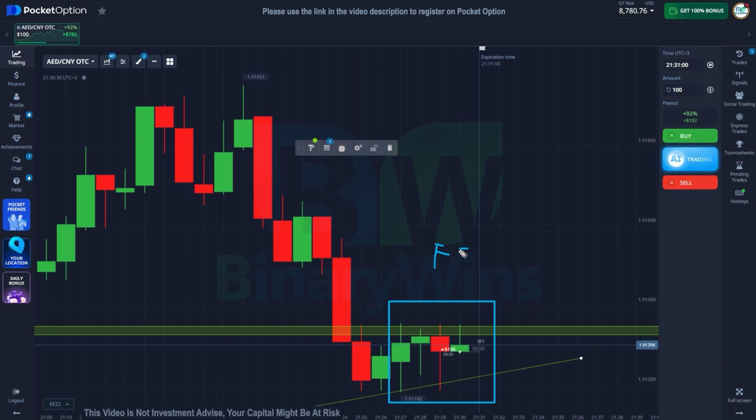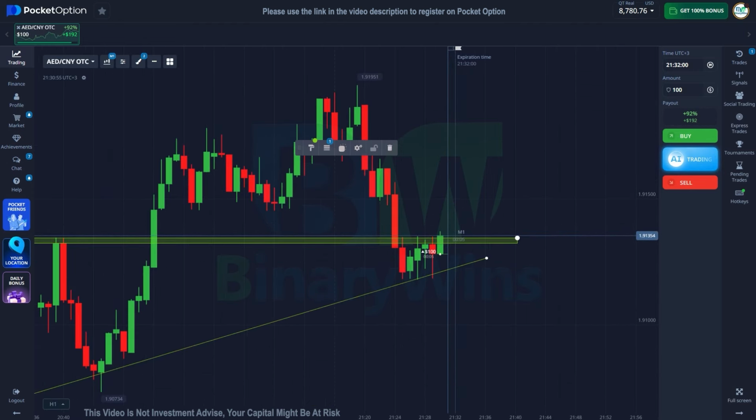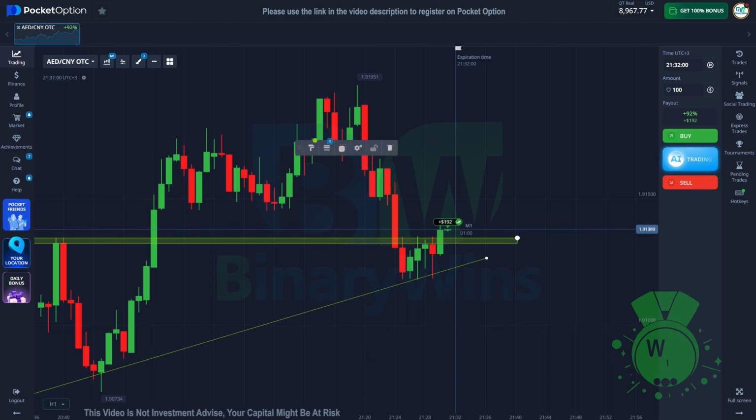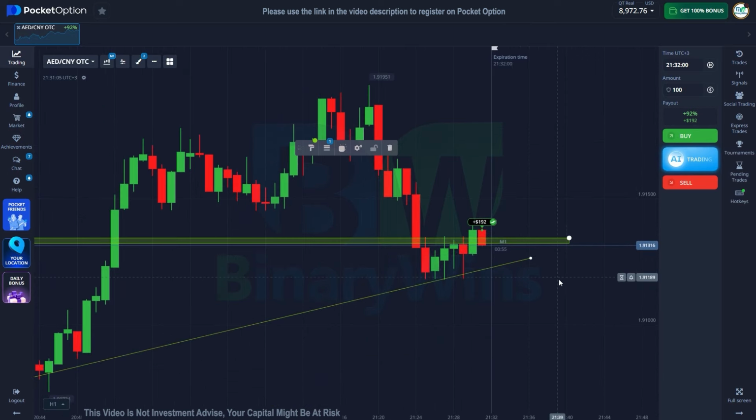FC pattern. 4 candlestick pattern. Look, the first candle is green, the second is green and formed inside the shadow of the first candle. The third is red. So I entered a higher trade on the 4th candle according to this pattern. Okay?